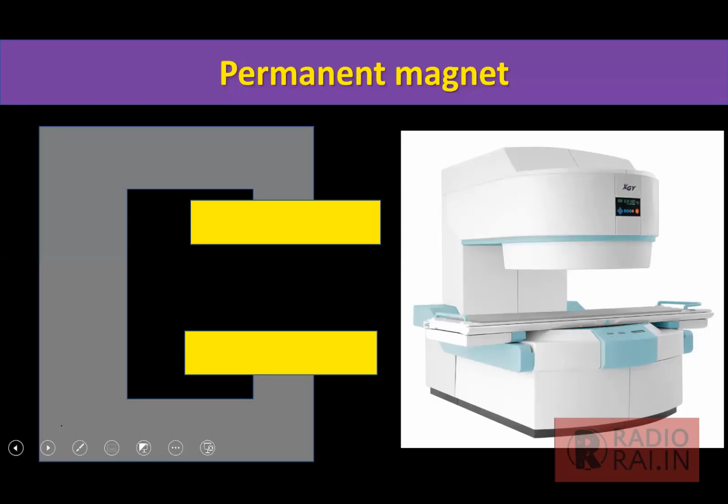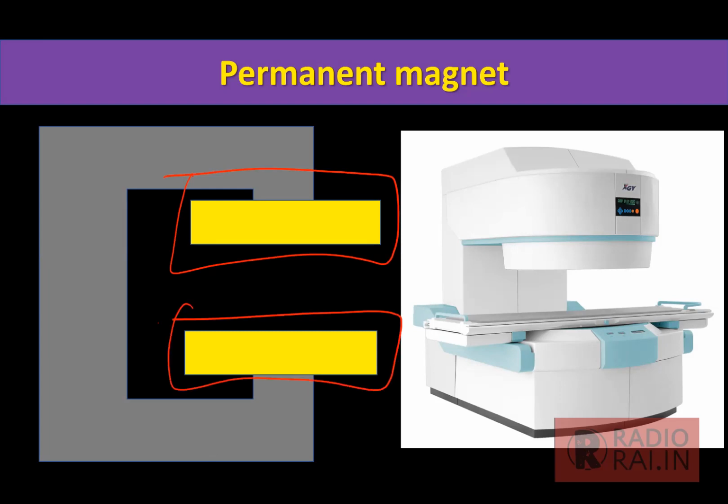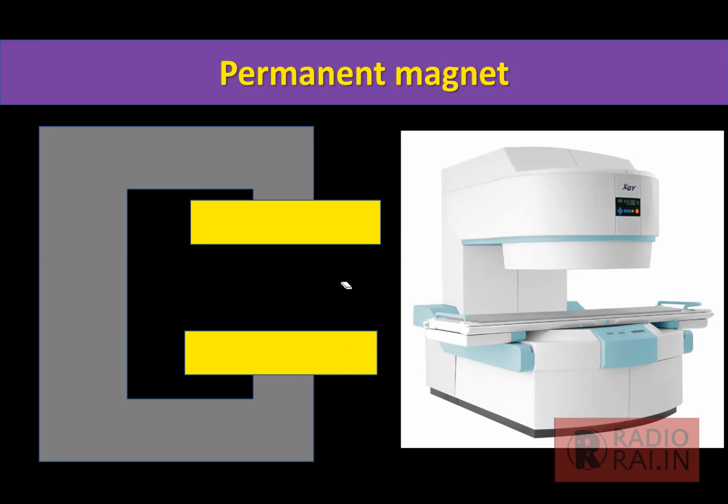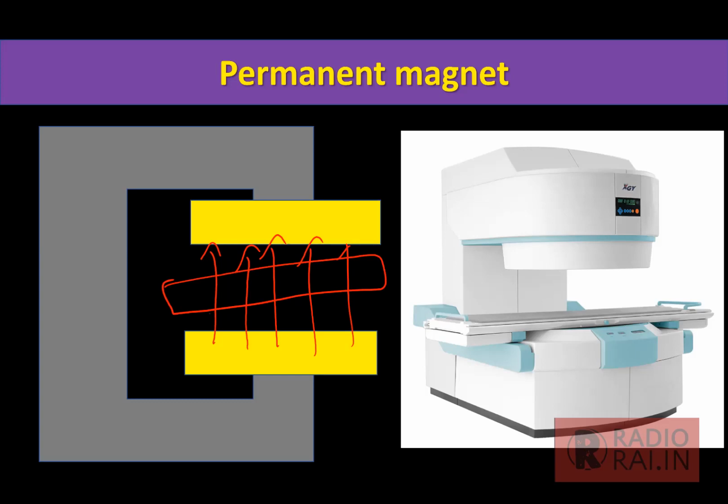Initially, they produced a permanent magnetic field using magnets. These permanent magnets are similar to our refrigerator magnets, which stick whenever we take them close to a metal. This had a magnetic field going from down to upwards, perpendicular to the patient who will be lying like this, from posterior to anterior. This is how the magnetic field was in this kind of permanent magnet.